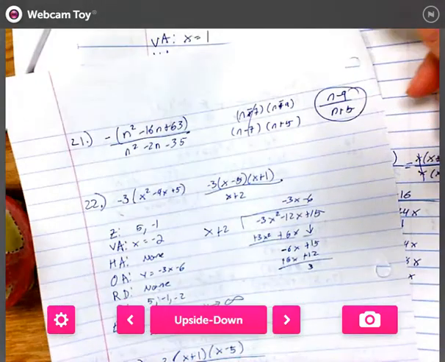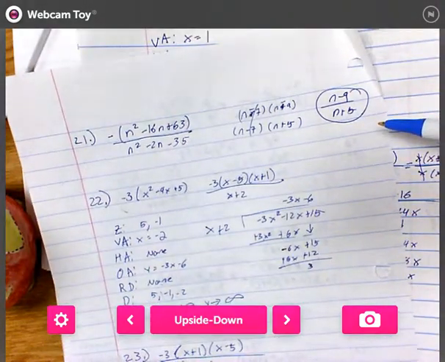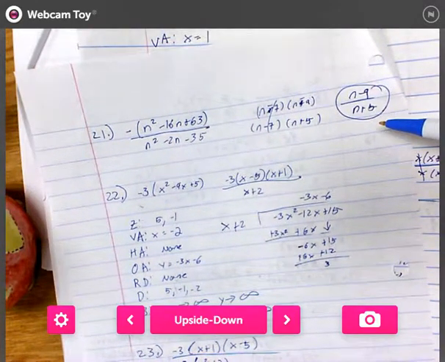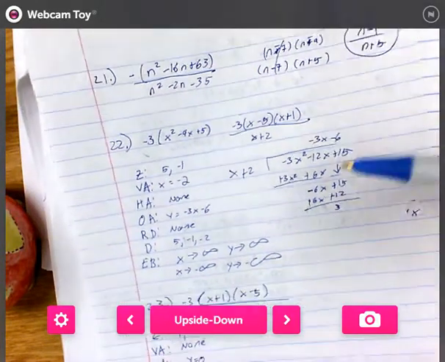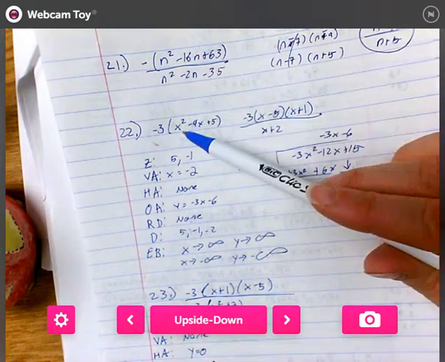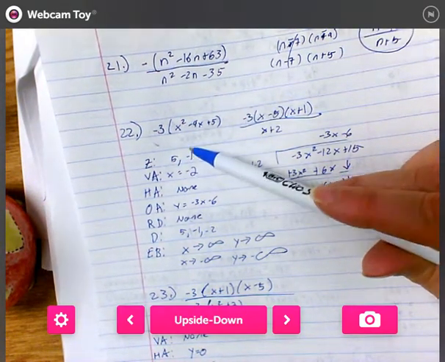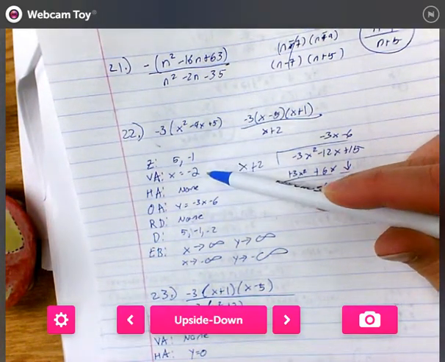21 is n minus 9 over n plus 5. And then we're doing the classifications. For 22, the zeros are 5 and negative 1. Vertical asymptote is x equals negative 2.